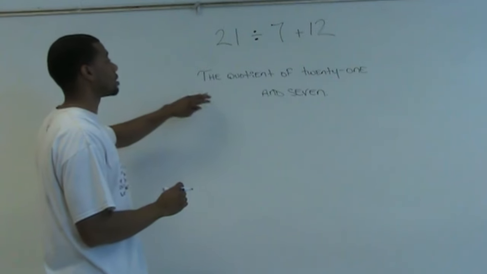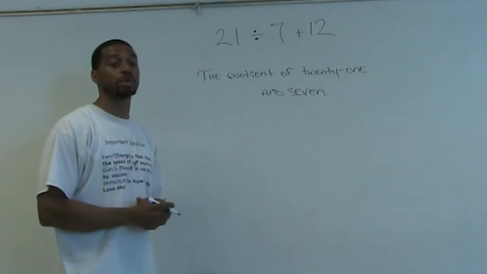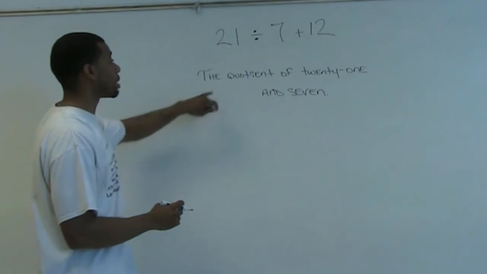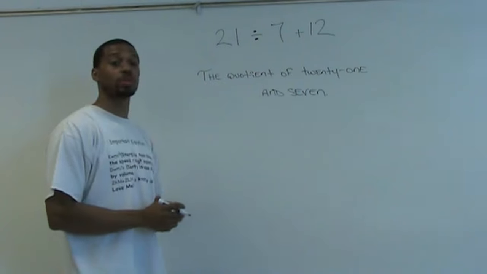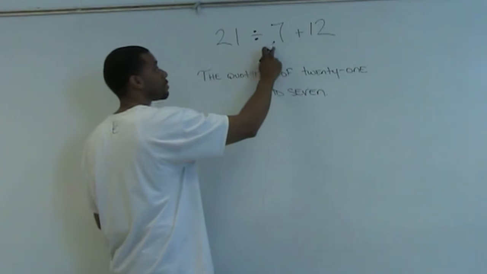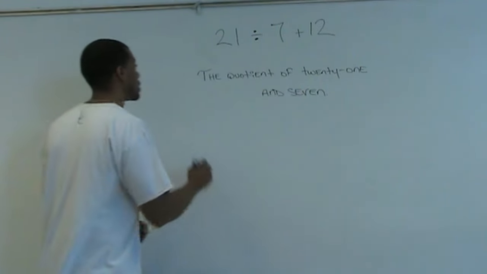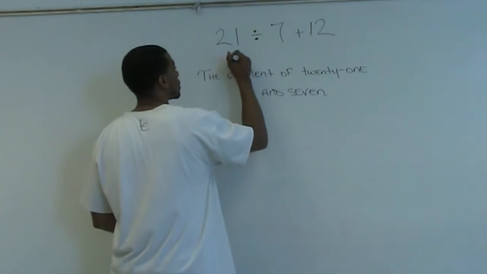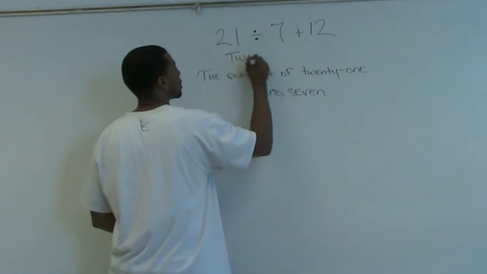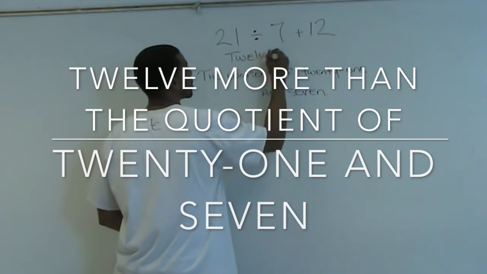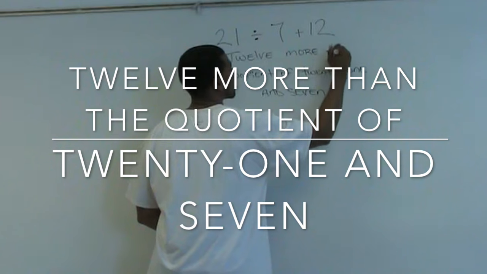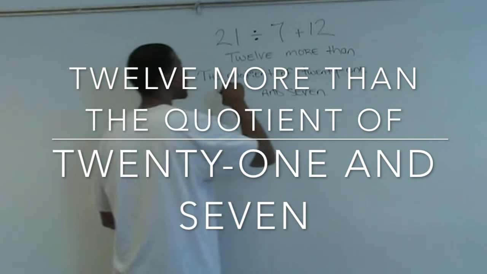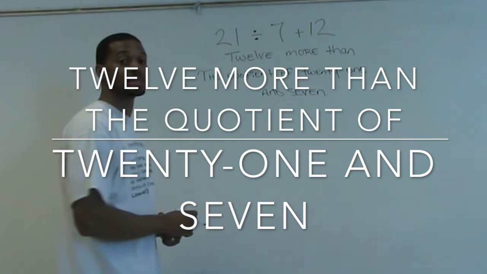If I added 12 to this, you can write it in 2 different ways, possibly more. But I'm going to put 12 more than the quotient of 21 and 7 because I divided first and then I added my 12. So again, it will be 12 more than the quotient of 21 and 7.